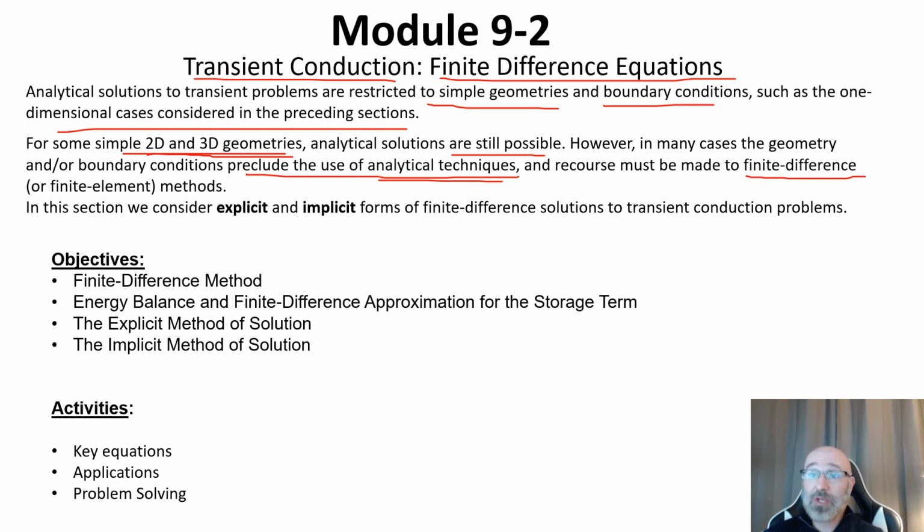So in Module 9.2, we're going to take a look at the explicit and implicit forms of the finite difference solutions for these transient conduction problems. We'll look at the finite difference method, talk about energy balance and the finite difference approximation for the storage term, and also look at the explicit and implicit methods of solution. We'll go over the theory of all these topics, talk about our key equations, go through some practical applications, and then actually go through some problem solving together as well.